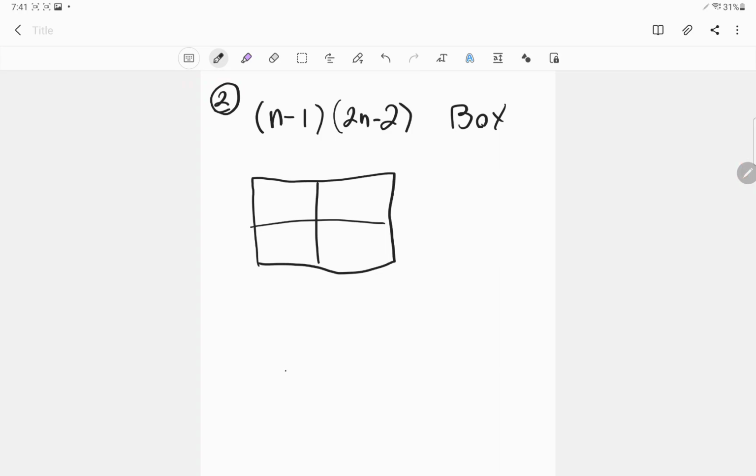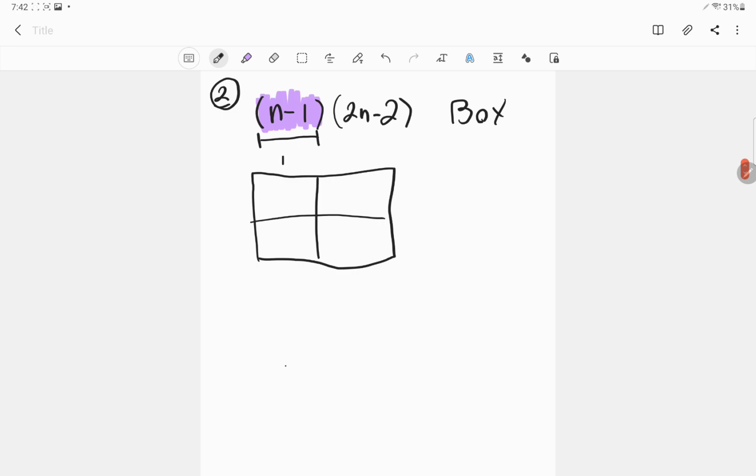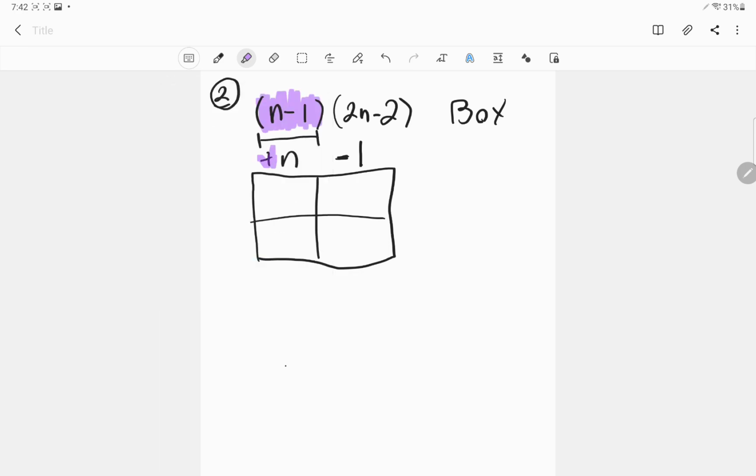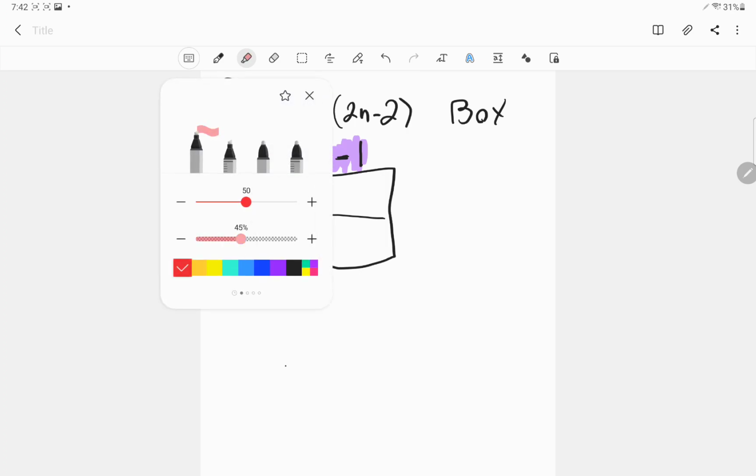Now, what I want you to do, I want you to grab your first binomial, which I'm going to highlight right here. This is my first binomial. And you're going to put it on the very top. So I'm going to put n, and I'm going to put -1. Remember, you put the signs in front of them. So this is positive n, negative 1. All right. Now, you're going to grab your second binomial. Wait, before I change anything, right? This is going to be this color, right? I want to color all of it so you know where I'm putting stuff. Now I'm going to grab my second binomial, which is going to be the red ones.